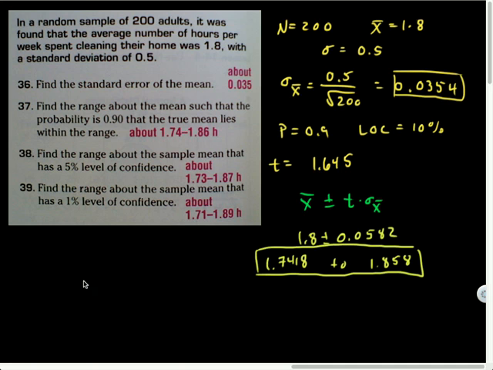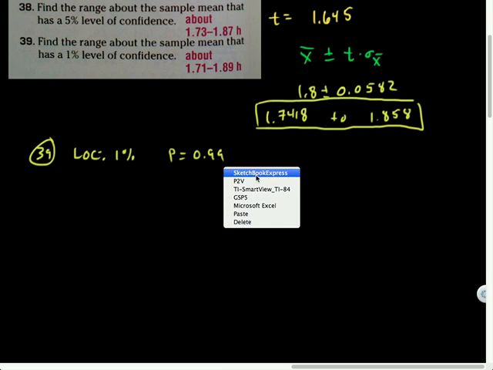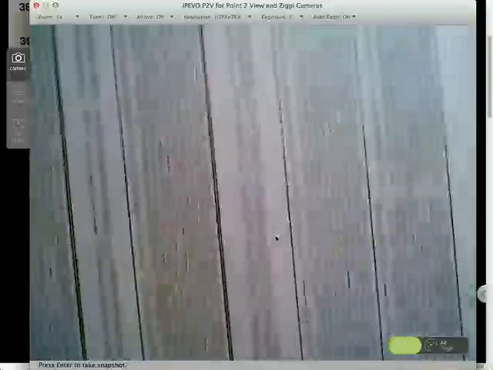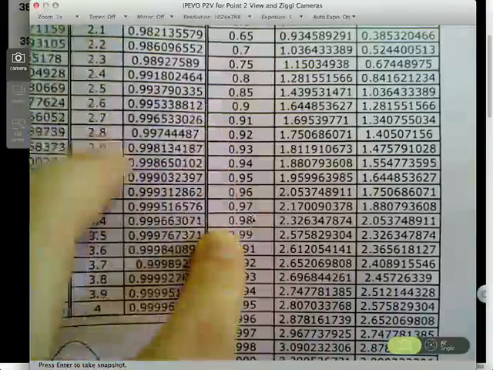So I'll just skip down to 39 for the sake of time. It says find the range about the sample mean that has a 1% level of confidence. If the LOC is 1%, then that means my percentage is 0.99. They typically are interested in always about the mean, and that's what it says here, about the sample mean. So that's a t-value. So I'll look up 0.99. Notice a lot of my chart for the p-values is spent from 0.9 on. Almost half of my chart is all the 0.9s.